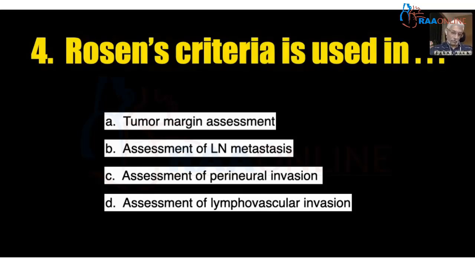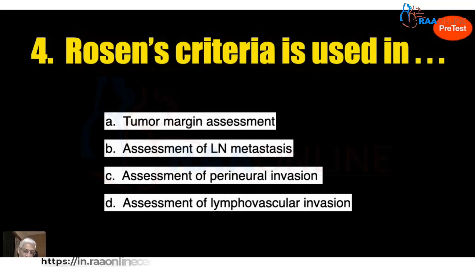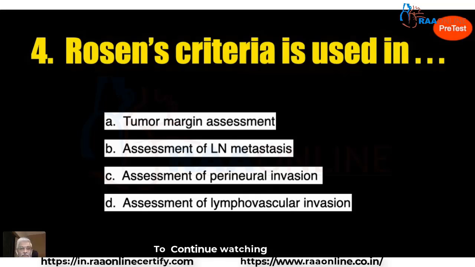Attendees are polling. Right. So at the end of the poll, 39% have said assessment of lymphovascular invasion, 24% have said tumor margin assessment, 20% have said assessment of lymph node metastasis, and 15% have said assessment of perineural invasion. Now let's go to the last poll before we start on with the presentation.